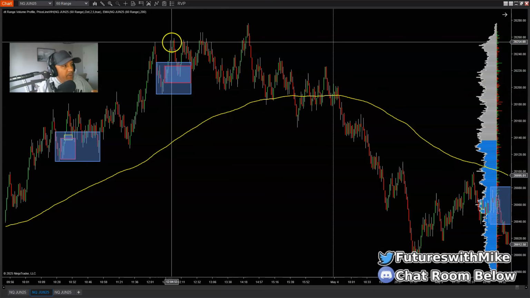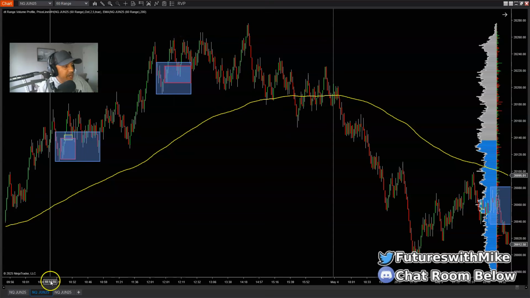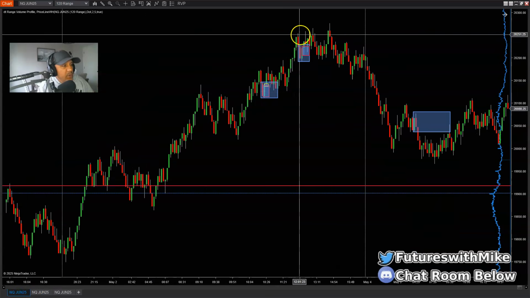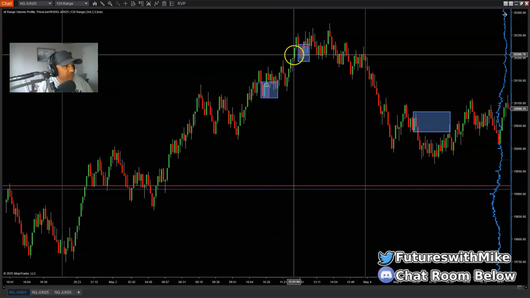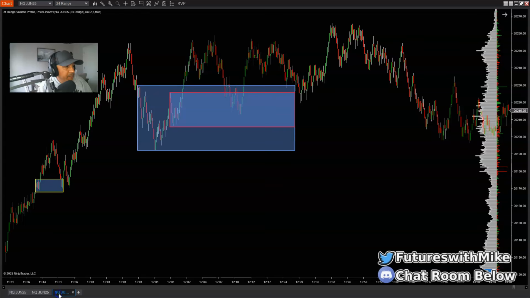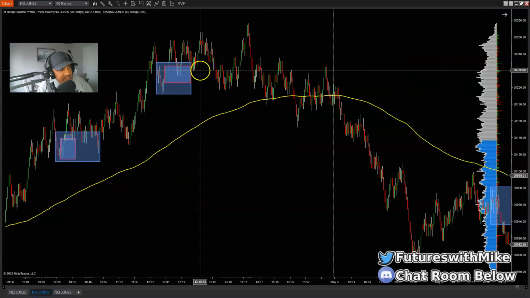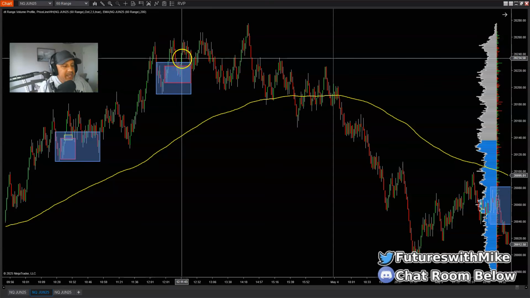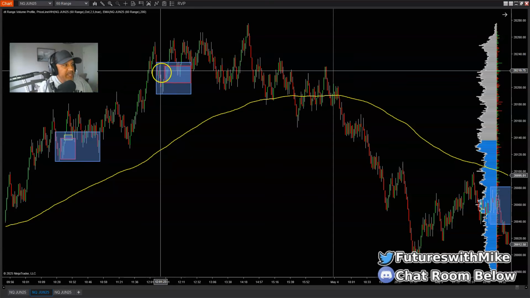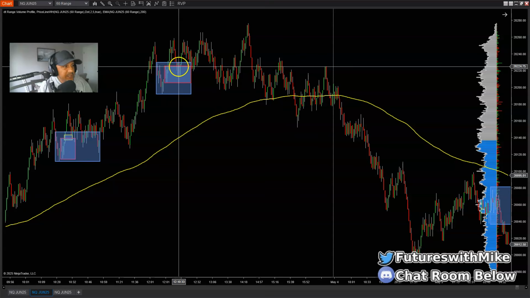But right here, we broke structure to the upside on the 60 range, right? If we look at the 120, we also have a slight break of structure. So when the market pulls back and taps into the 120 range demand zone there, I'm just going to go down to, say, for example, the 60 range and see if it's also tested an area of demand on the inside of that 120. So here's a 60 range area of demand too. Now I can take it directly off the 60 range chart, or I can move down to the 24 range chart and look for an even more narrow, precise entry point just as well.